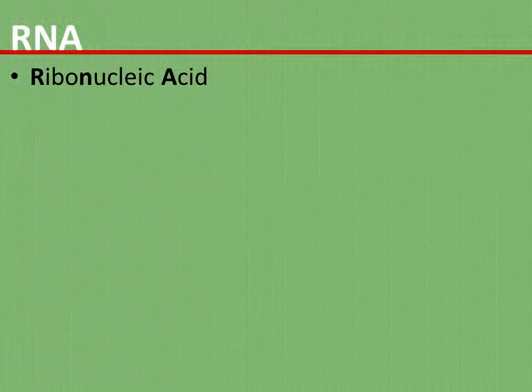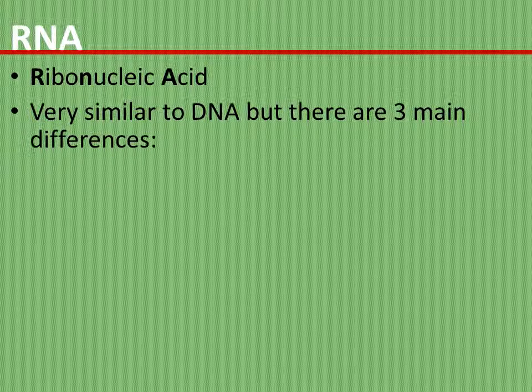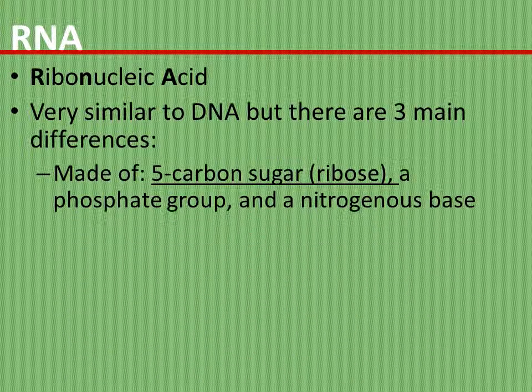Okay, so let's start. RNA is ribonucleic acid. Notice that it is RNA. It's similar to DNA, but there are three things that make it completely different from the DNA molecule itself, structure-wise. A ribonucleic acid, or RNA, has a 5-carbon sugar that's called ribose. Remember that in DNA, you have a deoxyribose. RNA also has a phosphate group and a nitrogenous base.